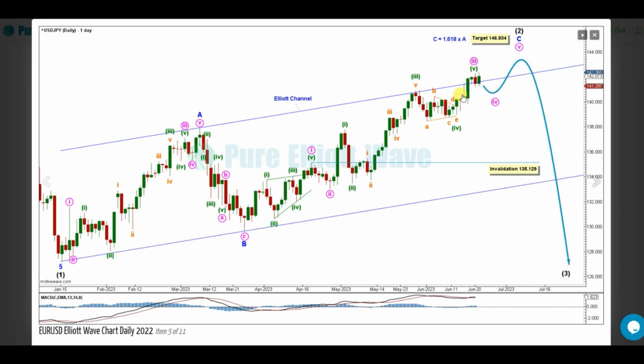The invalidation for this count is where the fourth wave enters the price territory of the first wave at minute level. If you see price below 135.129, then you'll know this Elliott wave count is invalidated for more upwards momentum, and this upward move is likely over.